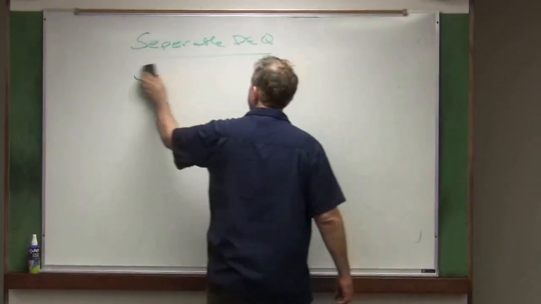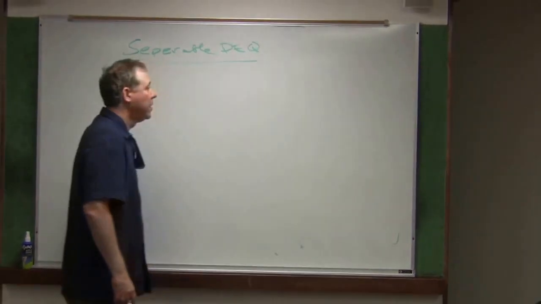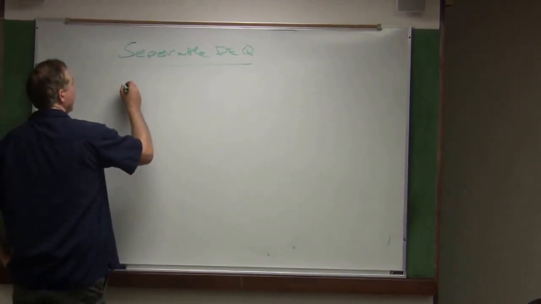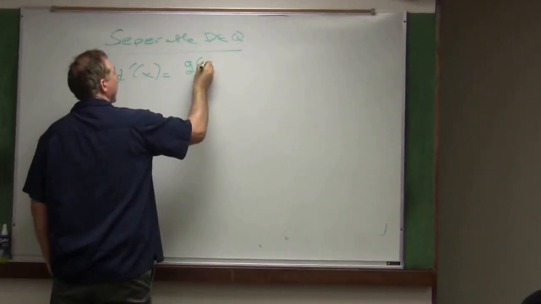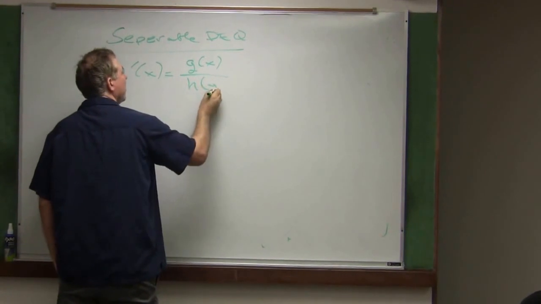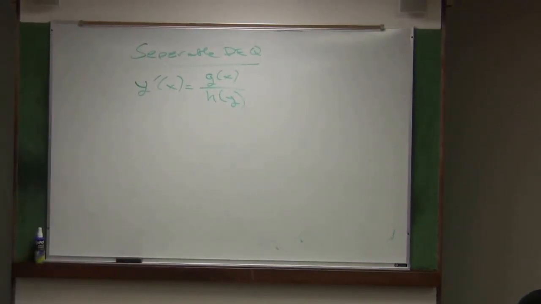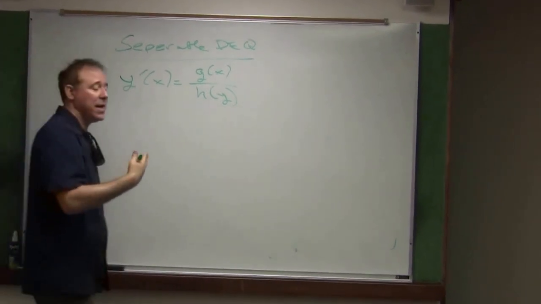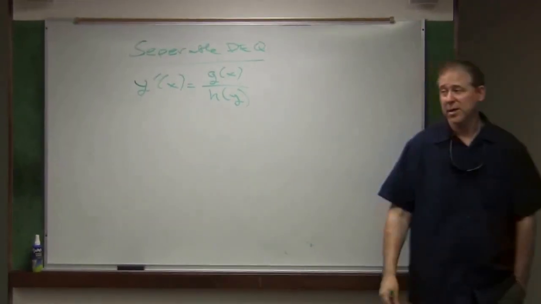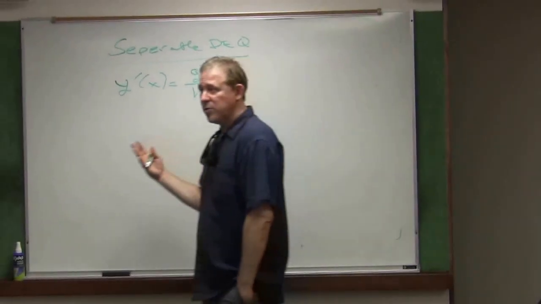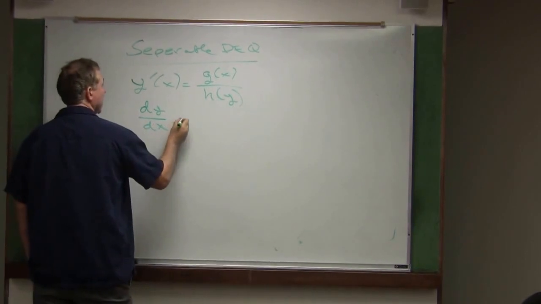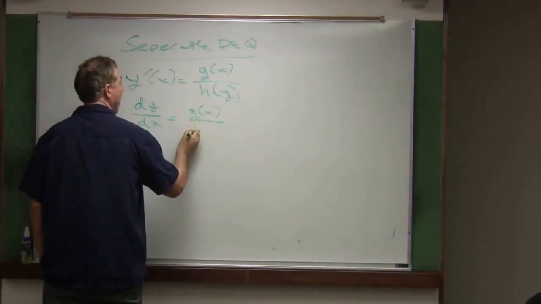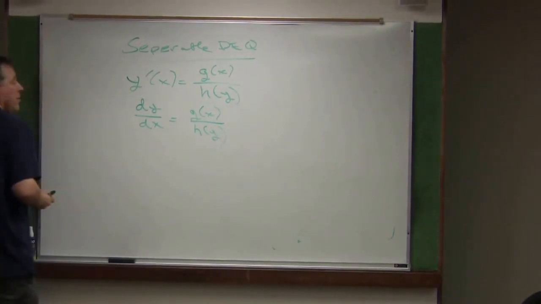Okay, so a separable differential equation looks like y prime is some function of x divided by some function of y. Okay, if the differential equation has this form, or it can be written in this form, then it's separable, and you're going to use this trick. So the trick you're going to do is you're going to use this form, dy over dx is g of x over h of y.